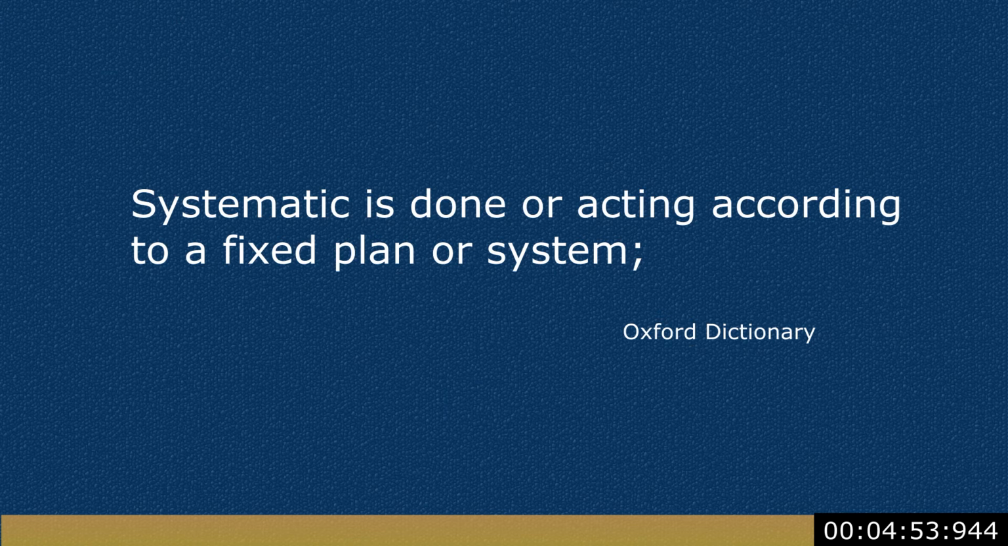According to the Oxford Dictionary, systematic is done or acting according to a fixed plan or system. We can therefore imply that being systematic is making your task done in accordance with your plan.